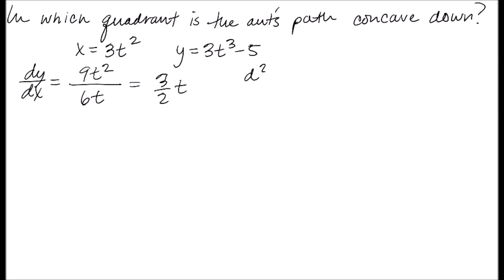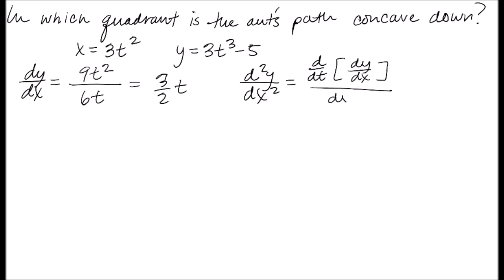All right, and then I know that to get the second derivative, I take the derivative of dy/dx and I divide by dx/dt. So I take the derivative of 3/2 t, and that's just going to be 3/2. And then I'm going to divide by dx/dt, which was 6t. And then I have this.